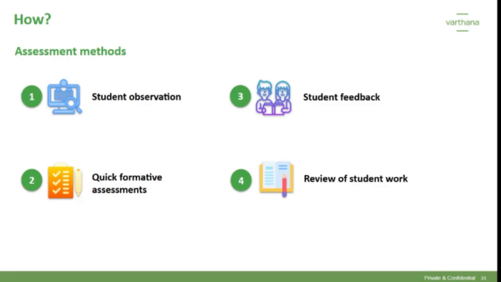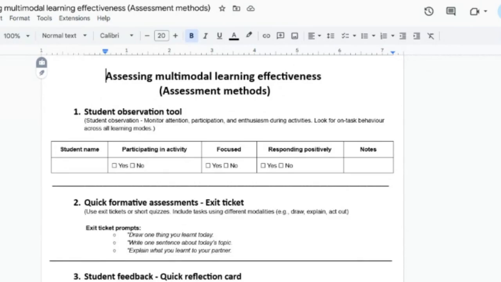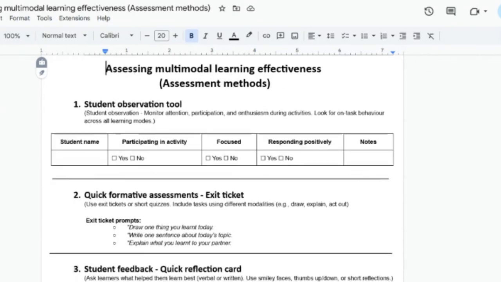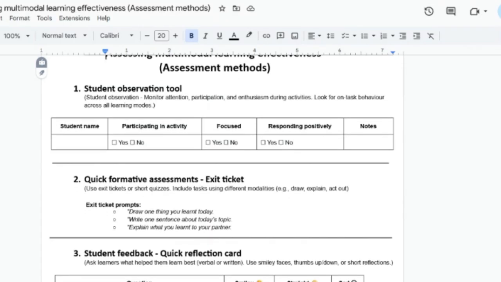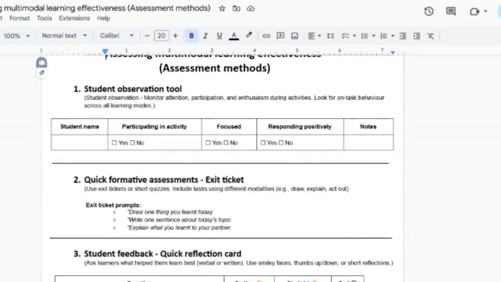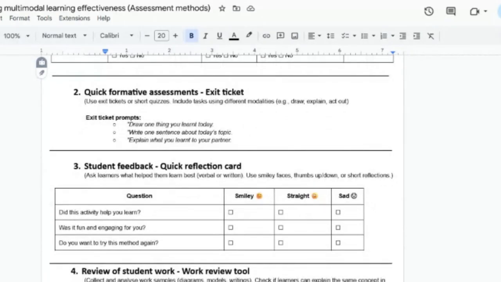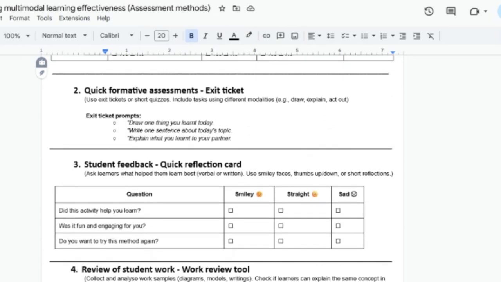So I will show you a template on these assessment methods, how you can actually track or assess the students. The student observation tool is here, with student name, participating in the activity yes or no, focused yes or no, responding positively yes or no, and some notes for each student. You can have a sheet wherein you add the student's name and check these things. This is just a record for you, and also to see whether your methods are effective or require improvement.